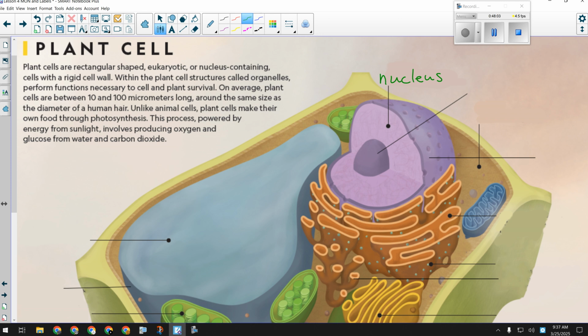Now, somewhere along the way, some well-meaning science teacher taught you that the nucleus is the brain of the cell. It's not a brain. Cells make up brains. Brains are made of cells. Cells don't have brains. It's not the brain of the cell. You can stop with that right now.